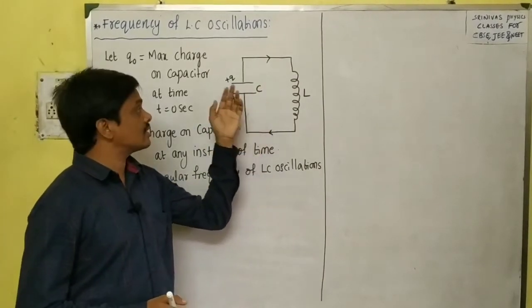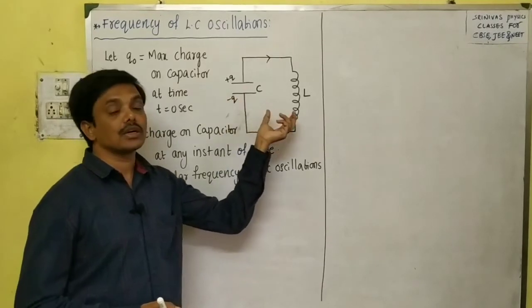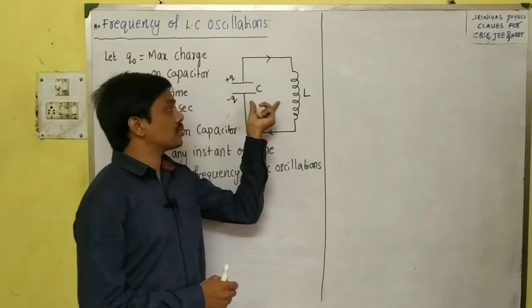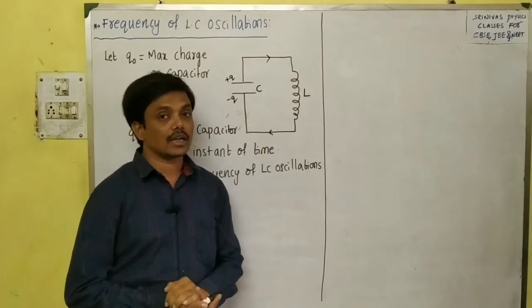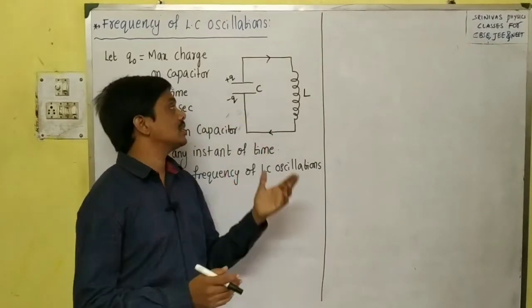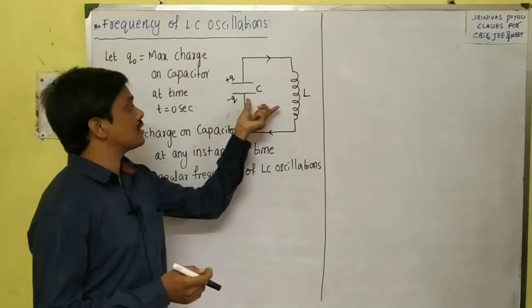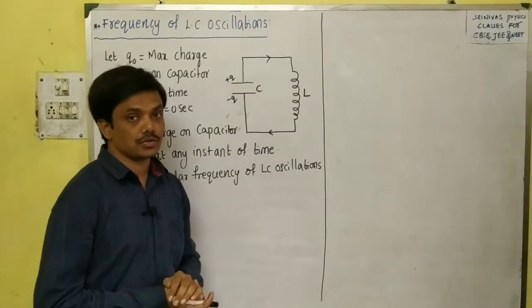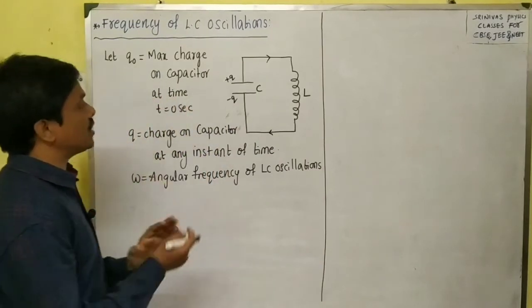That oscillating charge in the LC circuit can generate the electromagnetic wave. In the LC circuit, we can generate the electromagnetic wave with a certain frequency. That frequency is equal to the frequency of the charge which is oscillating in the LC circuit. Then we have to find out that frequency.